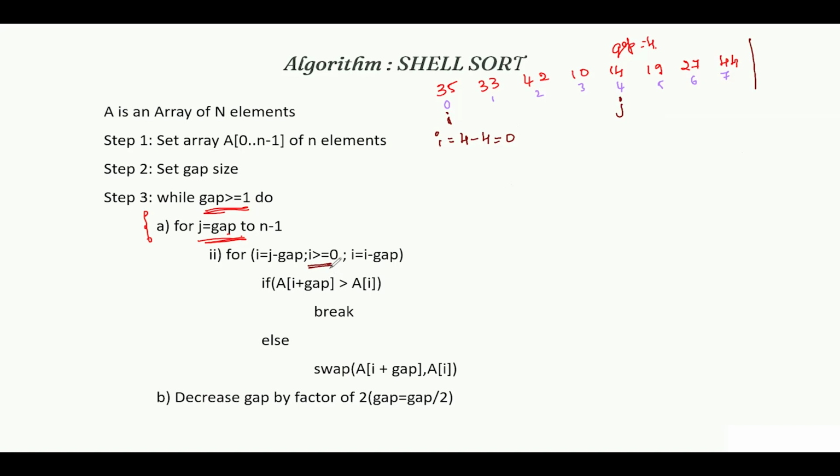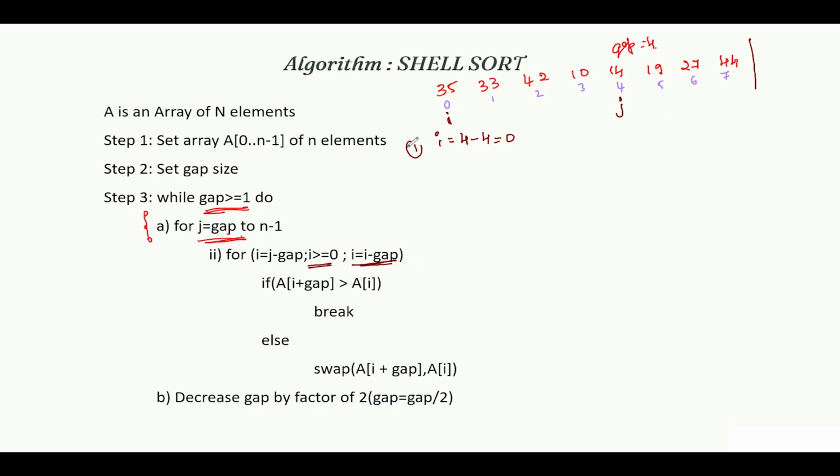Now, can it reach a negative value? Of course, because we are going to calculate the decrement of the i value this way, that is i minus gap. You'll understand as and when we iterate why we are doing that. But as of now, understand that the initialization of the i value is j minus gap, and then it should always be a positive value. All right.